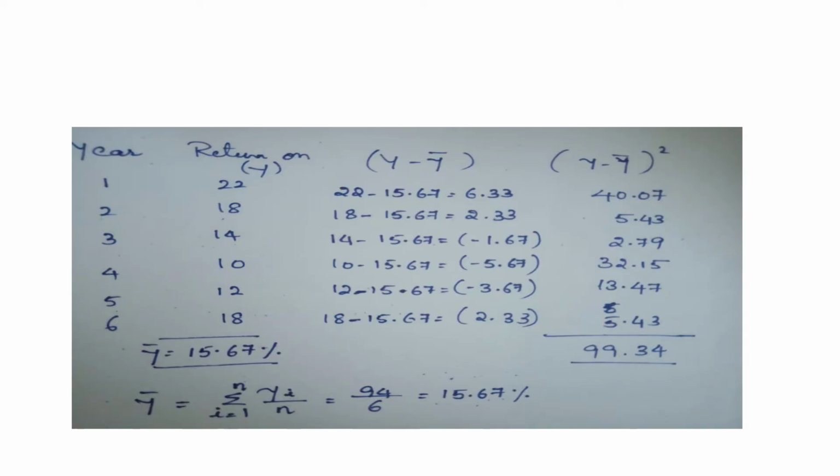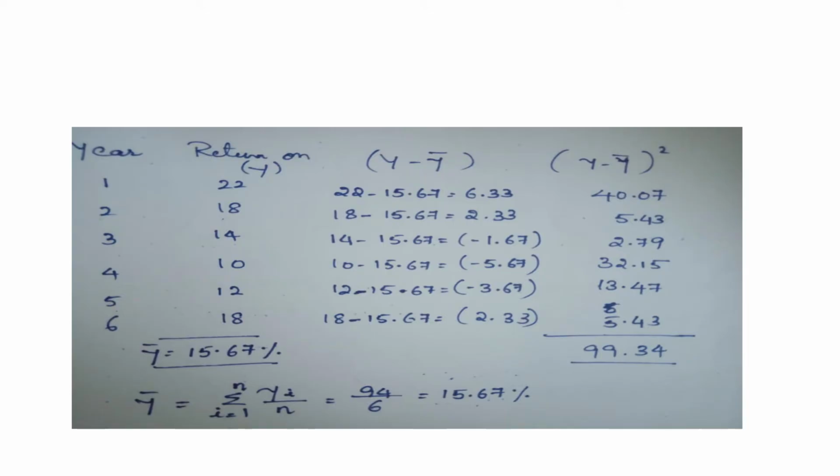So y bar, before doing the calculations, you have to find out the y bar. It's very simple, that it is summation y by n. So summation y means individual securities are given. So take 22 plus 18 plus 14 plus 10 plus 12 plus 18 upon total number of securities, or 6. So if you do the total, you are going to get it as 94 upon 6. That comes to 15.67.